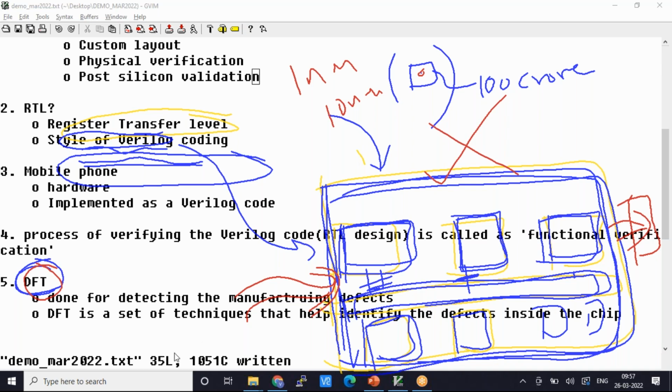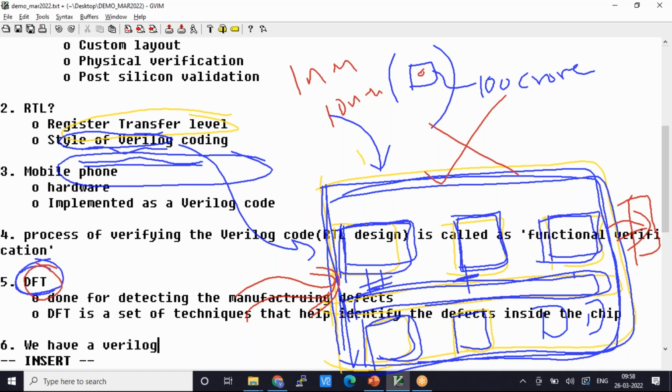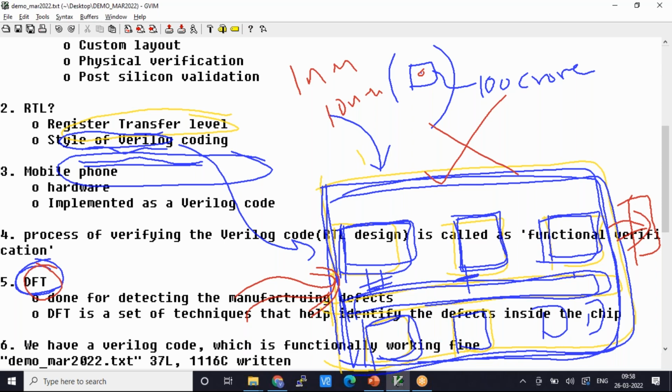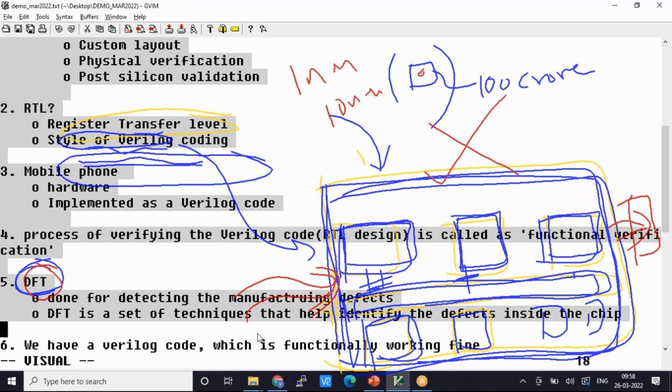Once it is done, till now what we have is a Verilog code, which is functionally working fine. Functionally there are no issues in that. Now we want to sell the mobile phone. If a customer comes, can I give him Verilog code and ask him to use it as a mobile phone? I have Verilog code which is 10,000 lines. Can I give him that code and tell him to go and use it as a mobile phone? No, right? He doesn't know what Verilog code is. Even only three of us know. Outside people don't know what Verilog code is.